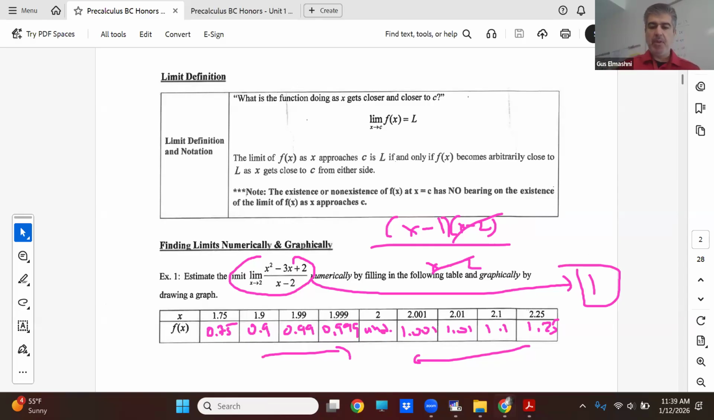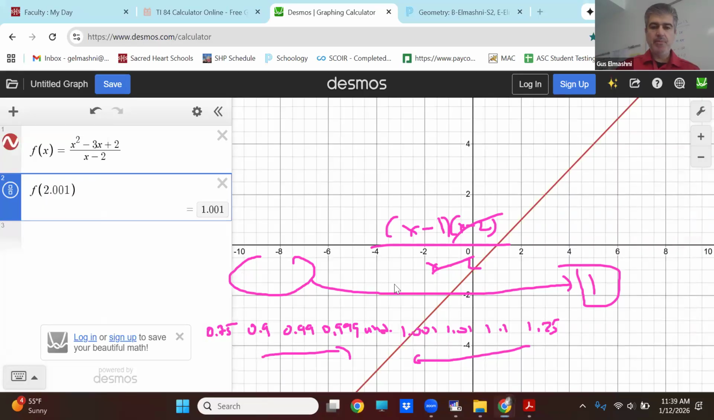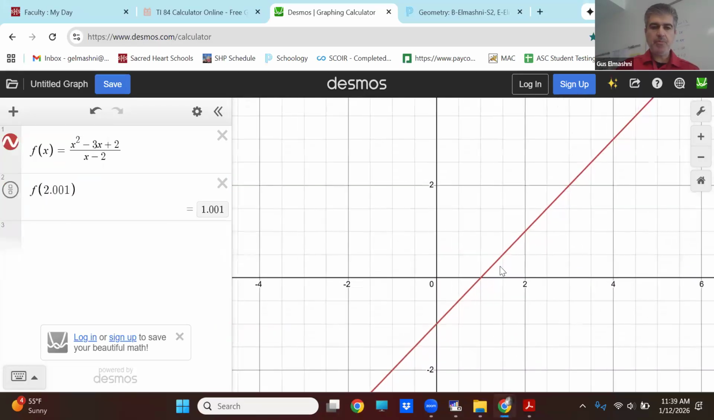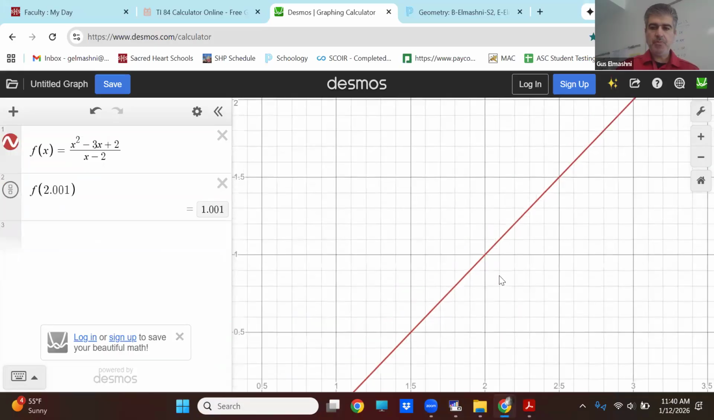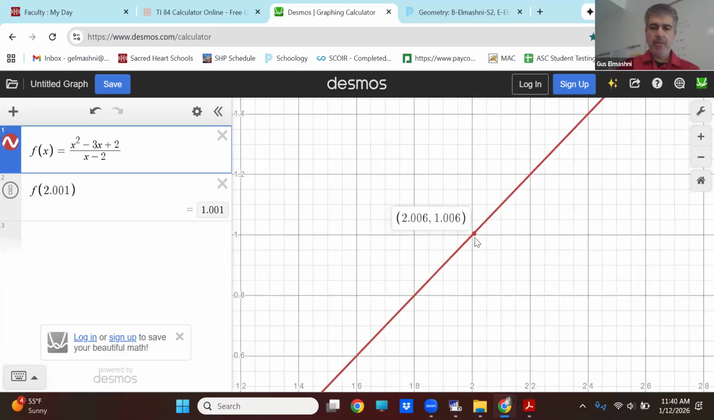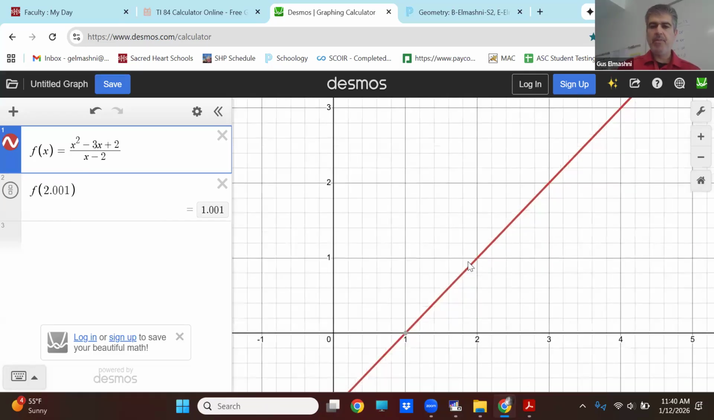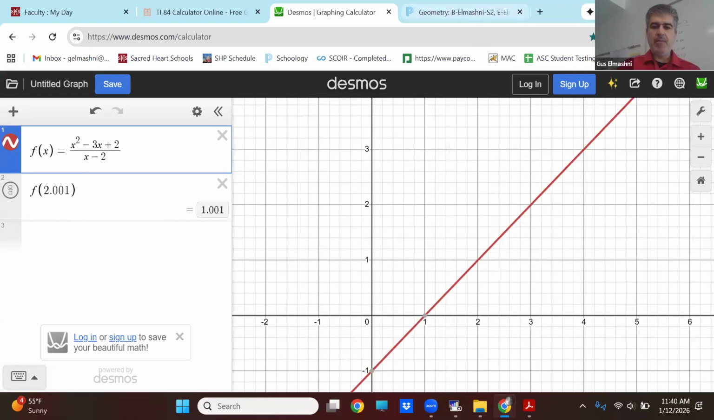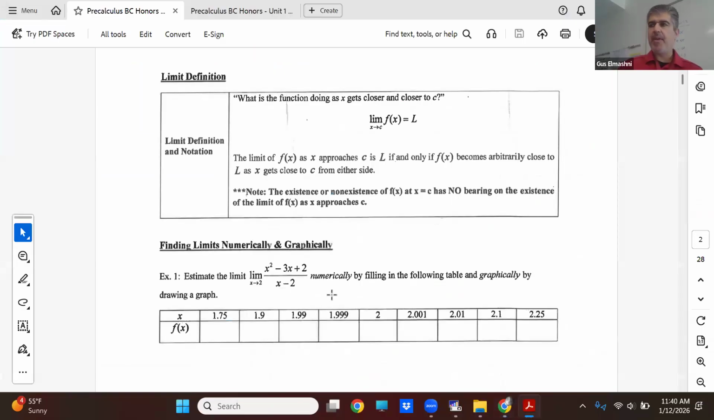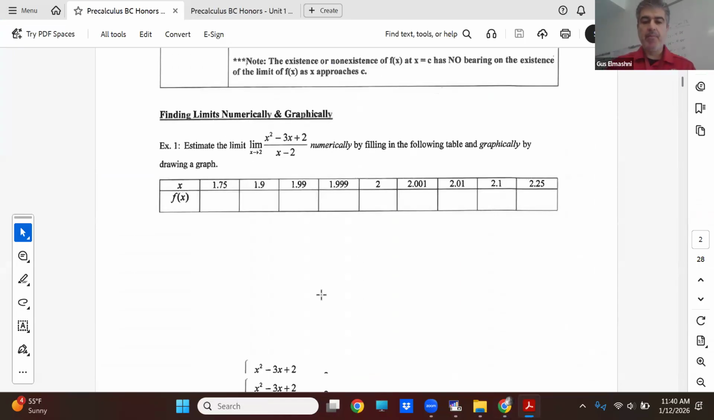And if I were to zoom in on the graph, you can see it puts a little hole there, undefined. But see how it's really close, like 1.9, you have all that stuff over here. It gets really close to 1. And when you're spot on, boom, there you go. So that's the main concept of a limit, numerically and graphically speaking.